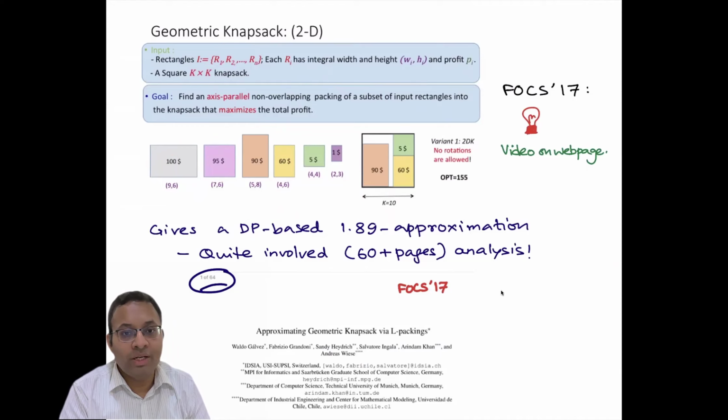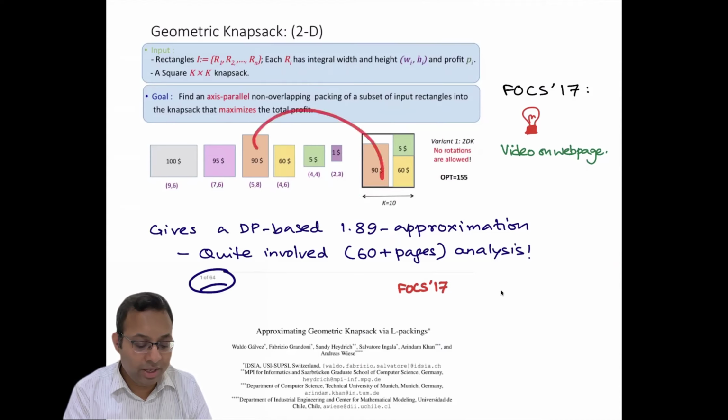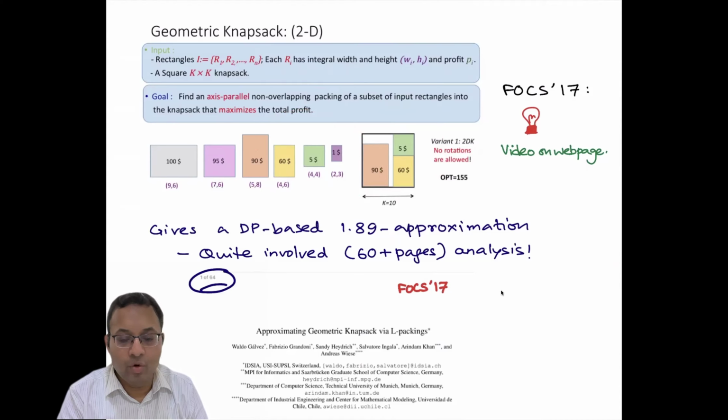And the goal is to find a packing of items which maximizes the profit, which is the same as the knapsack problem. But the packing is slightly different now because we have two-dimensional items. So what we need is axis parallel packing like this. The rectangles are packed parallel to the axis, or axis aligned, and they should not overlap. This is a valid packing, and there are multiple variants. You can allow rotation, or you do not allow rotation. In this case, rotations are not allowed, so items are packed 90 here, and then 60 here, and 5 here. Now we cannot pack any more items because then it will be overlapping with some other items. And under this constraint, we want to maximize the profit.